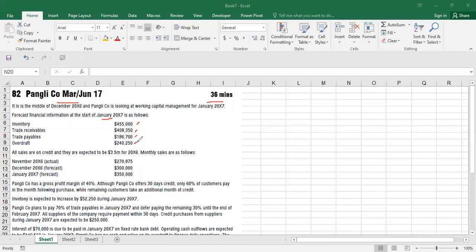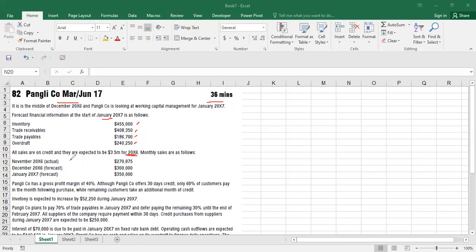So this is our opening position of working capital. Okay, receivable, payable, and cash, and whatever inventories. So either you have cash or you have overdraft. You don't have cash, you already are into negative. Overdraft means you are in negative cash. So all sales are on credit, and they are expected to be 3.5 million for 2006. So the current year, not 2007, but 2006. Current year sales are 3.5 million.